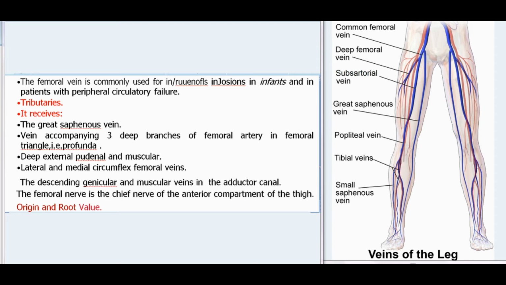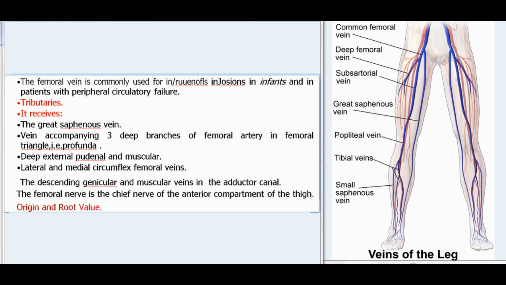Tributaries. It receives the great saphenous vein. Veins accompanying 3 deep branches of femoral artery in femoral triangle, i.e. profunda, deep external pudendal and muscular. Lateral and medial circumflex femoral veins. The descending genicular and muscular veins in the adductor canal. The femoral nerve is the chief nerve of the anterior compartment of the thigh.